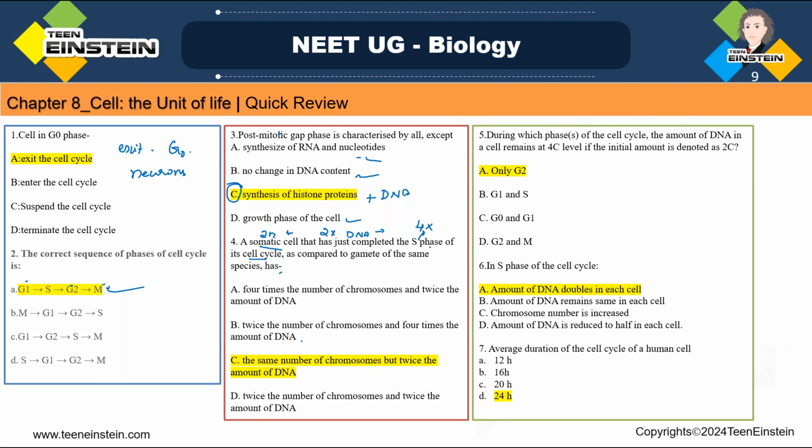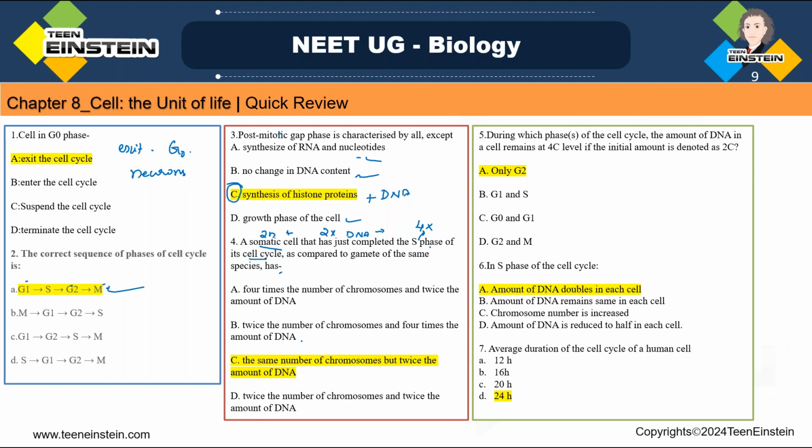So here 4x after duplication, the DNA content will become 4x. The number of chromosomes remains the same, right? Number of chromosomes is not changing. So a somatic cell which has 2n number of chromosomes that has completed S phase of the cell cycle will contain the same number of chromosomes and 4 times the DNA content, right?